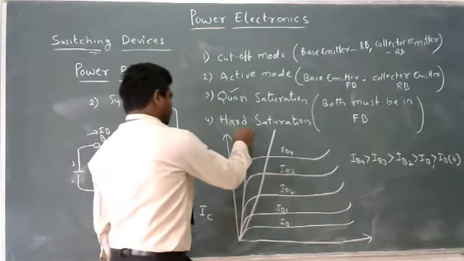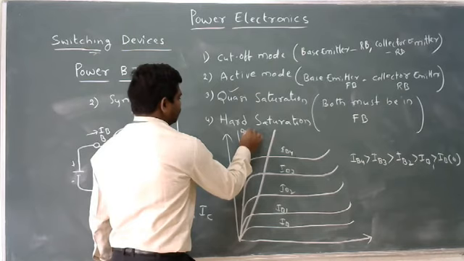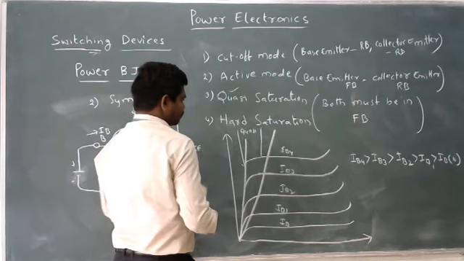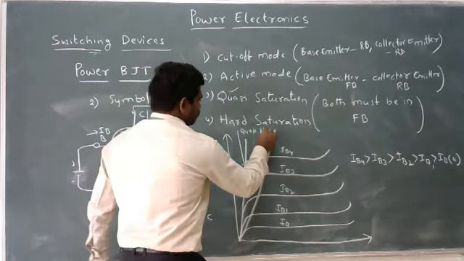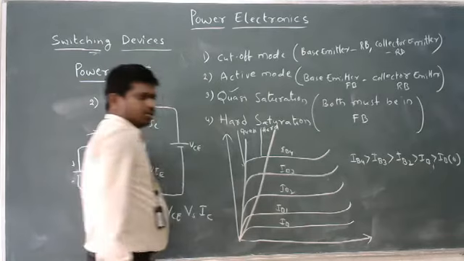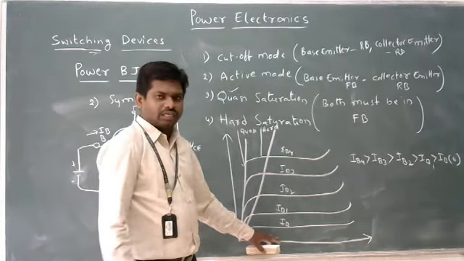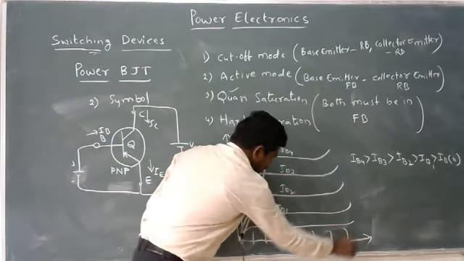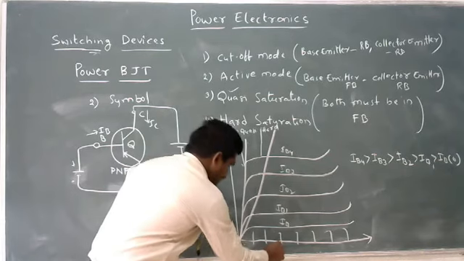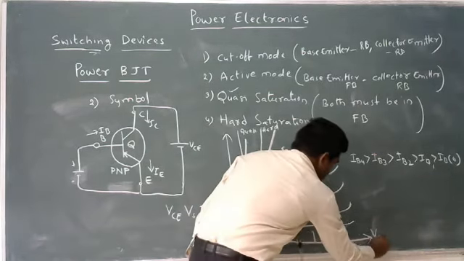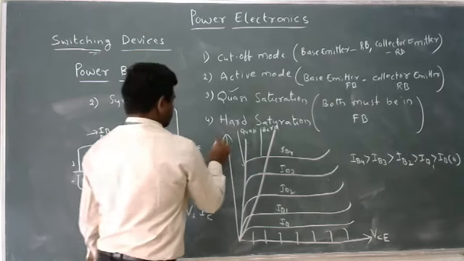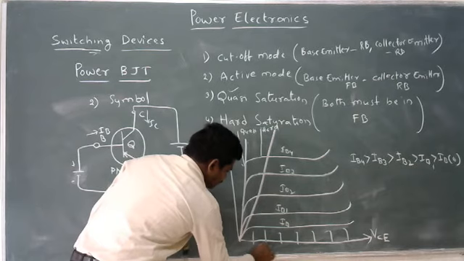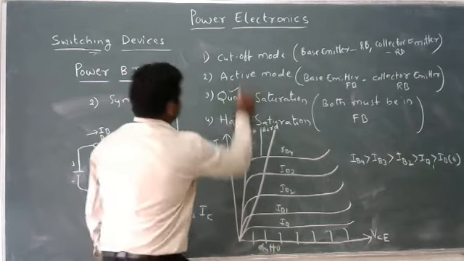This region is called the quasi saturation region. This is the hard saturation region. If IB equals 0, there is no conduction. That's why this entire region is called the cutoff region. This is VCE, this is IC. So this entire region is called the cutoff region.